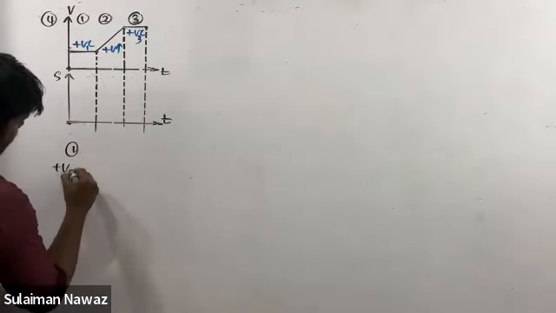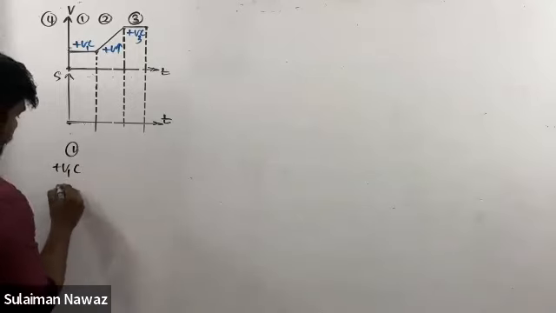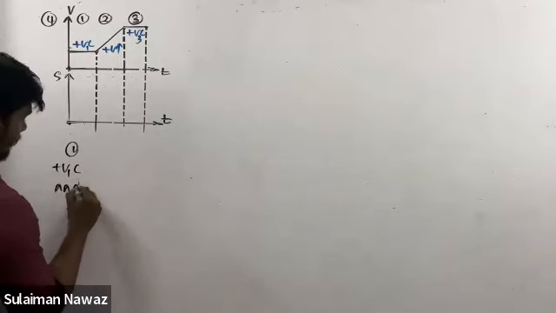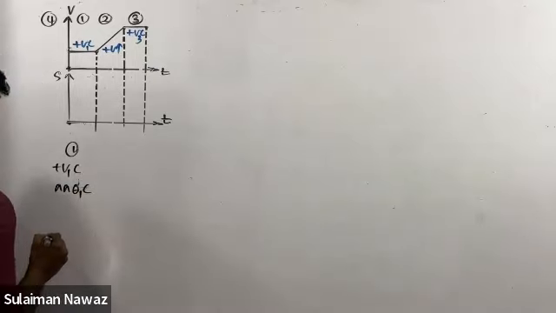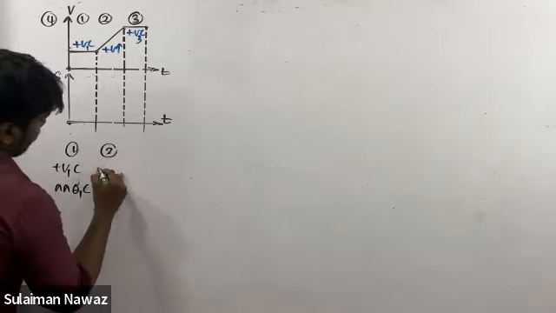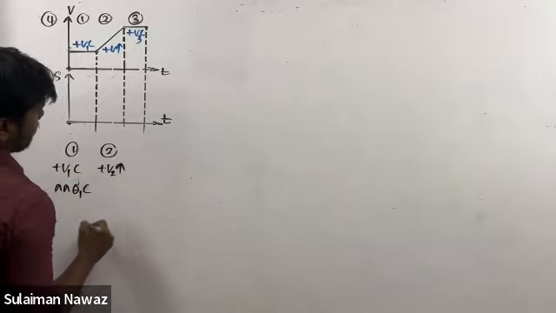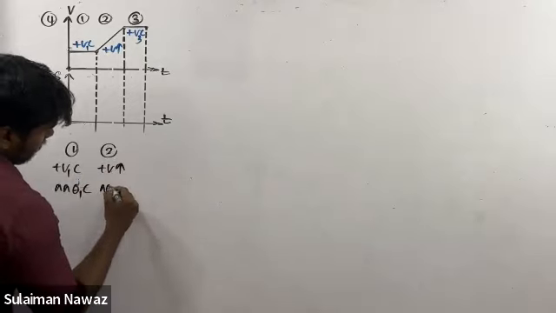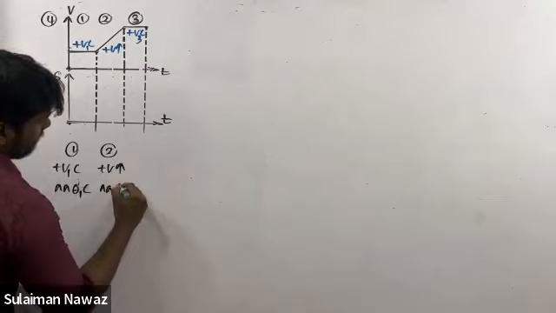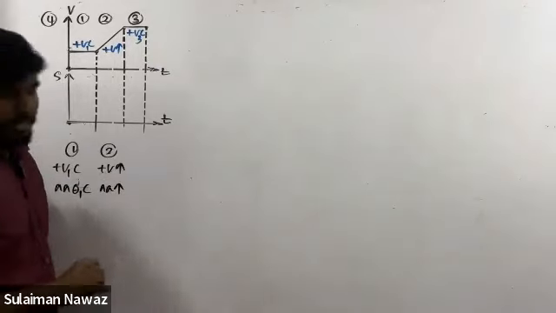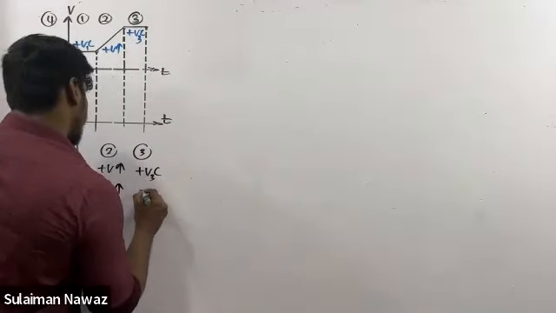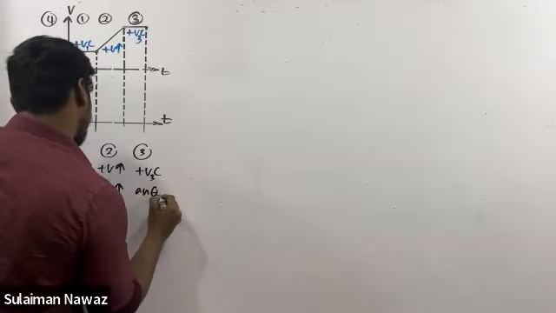Positive velocity constant means acute angle constant. Acute angle means theta. As a theta 1 is constant. Then part number 2 means positive velocity increases. That means positive velocity increasing means acute angle is increasing. Then part number 3 is positive velocity again constant. Now acute angle is theta 3, constant.